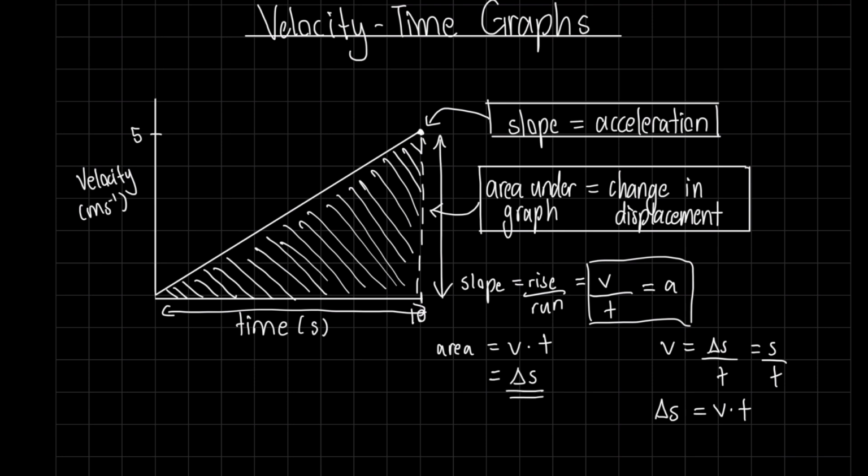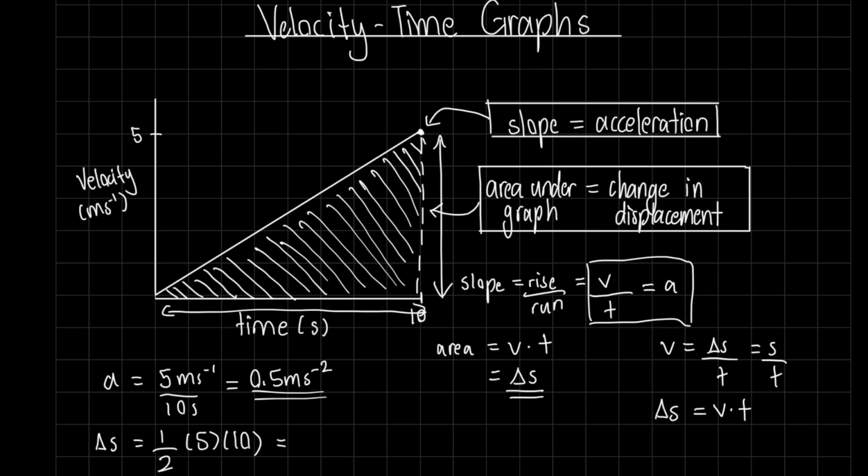So in this case, if I was asking for the acceleration of this theoretical moving object, let's say it's a car again, acceleration would be its slope. So it's 5 meters per second divided by 10 seconds, which would give me 0.5 meters per second squared. And if I wanted to find its change in displacement, I would find the area under the graph. So this would be 1/2 multiplied by 5 multiplied by 10, which gives me 25 meters.